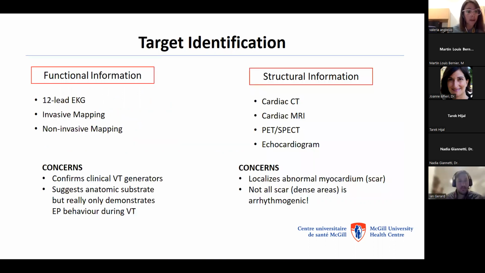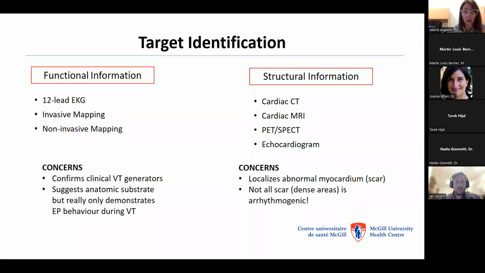Okay, to sum up all this information, we have the functional information that can confirm the clinical VT generators and that suggest anatomic substrate. But it really only demonstrates the electrophysiological behavior if we have this information during VT. And in the patients where we cannot get the VT via simulating or that don't tolerate VT, it will be harder to get this information. It's not useful.